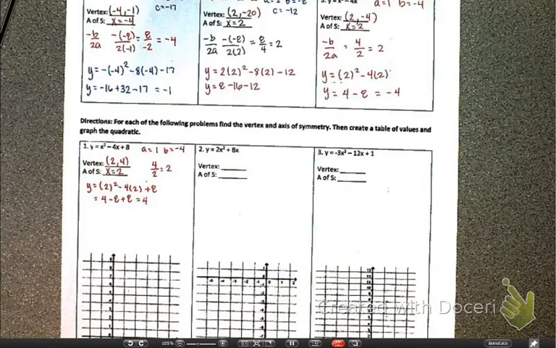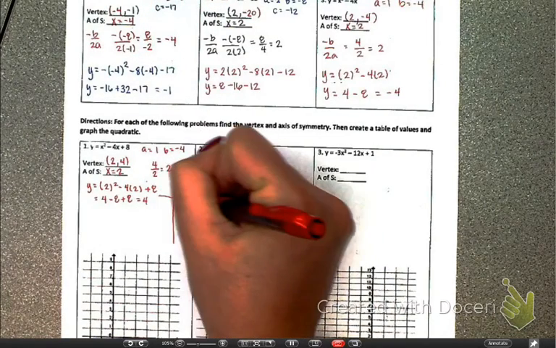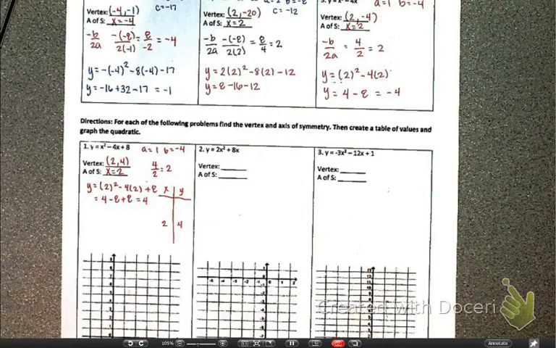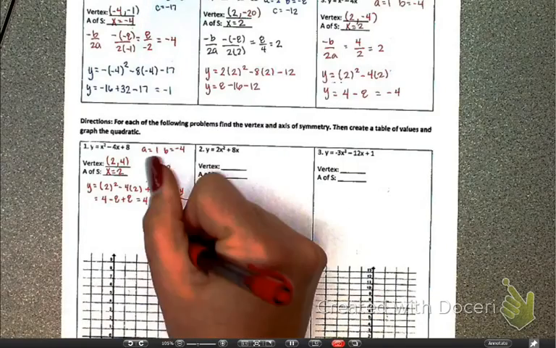Once you know what the vertex is, graphing is exactly how it was in vertex form. So we'll create our table of values. We'll make our middle point 2, 4. We'll select 2 x values below 2 and 2 x values larger than 2. So what are 2 x values below 2? 1 and 0. And greater than 2? 3 and 4.